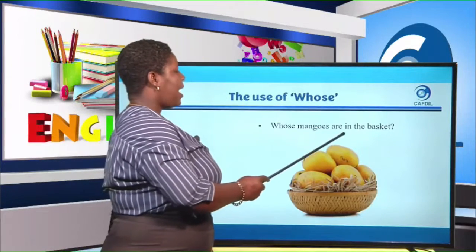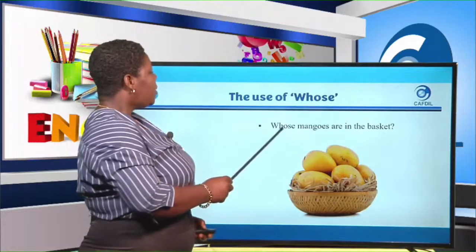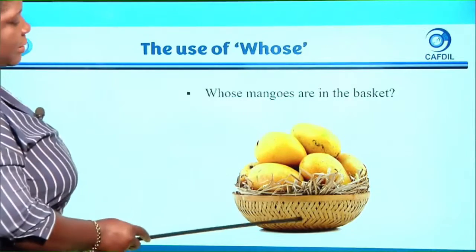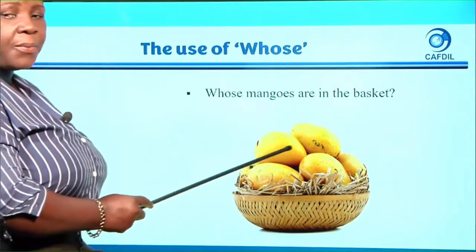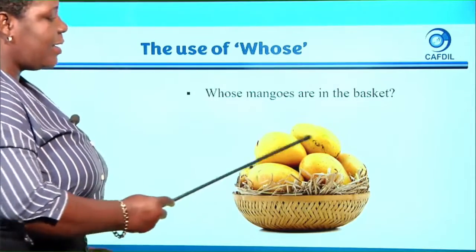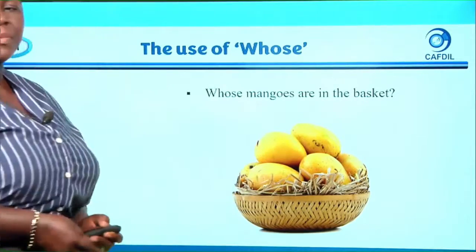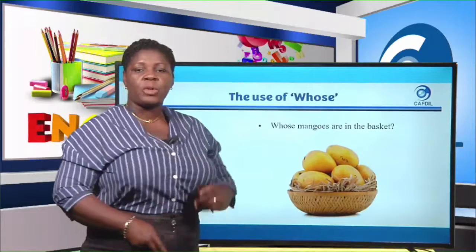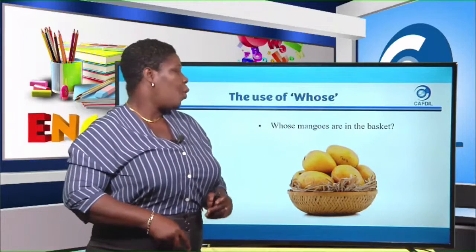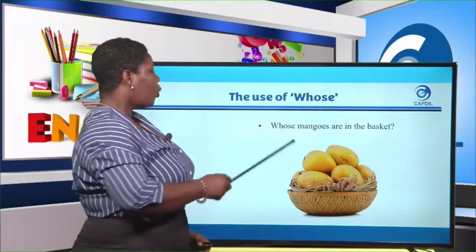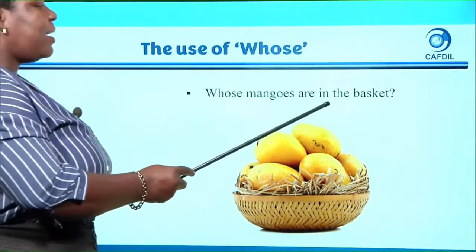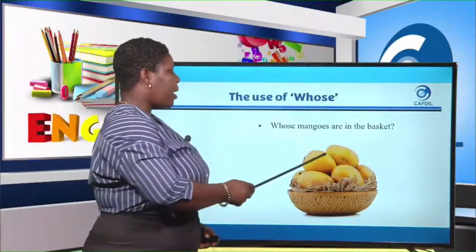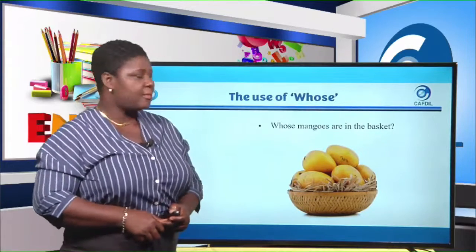Whose mangoes are in the basket? There are mangoes in this basket. Who are they for? We are looking for the owner of these mangoes. These mangoes are for someone, a person. Who is that person? So, whose mangoes are in the basket? We are using whose to look for the owner of the mangoes in this basket.